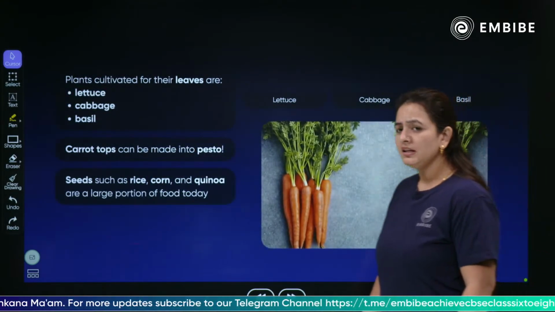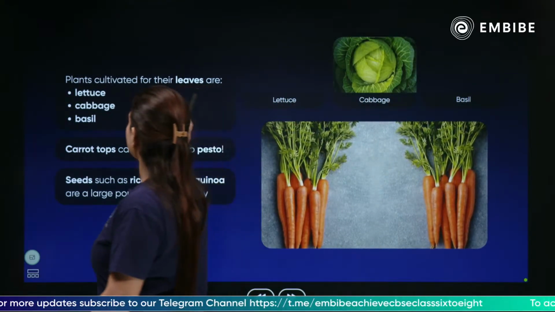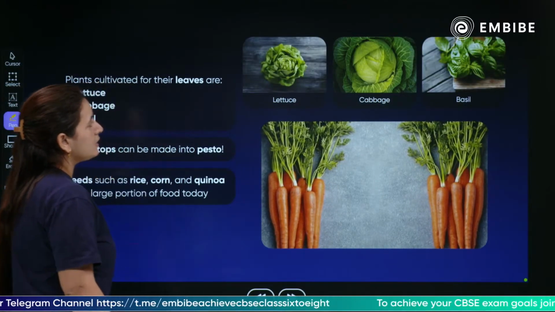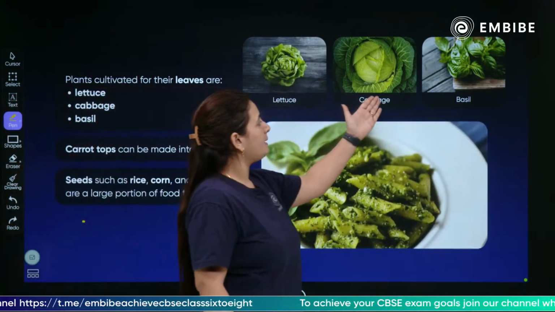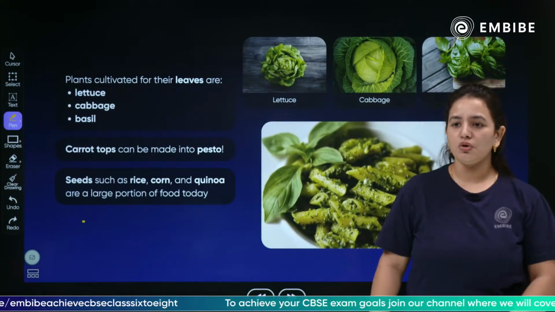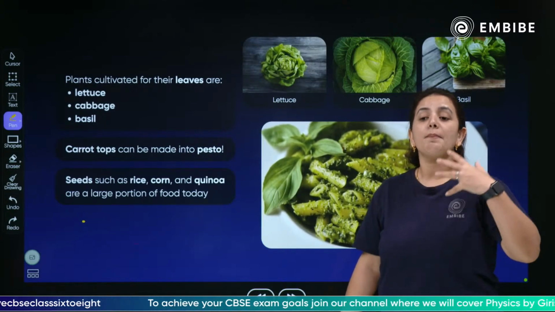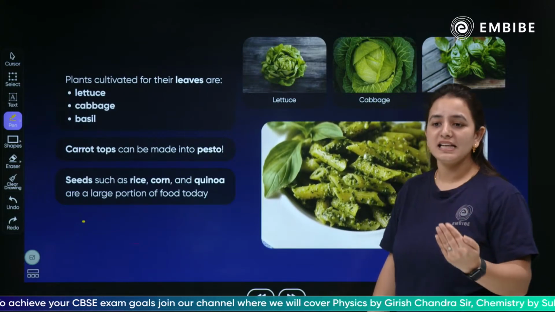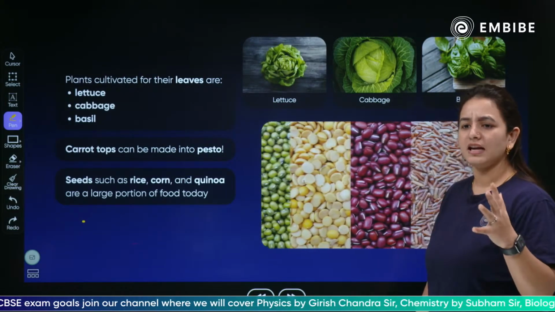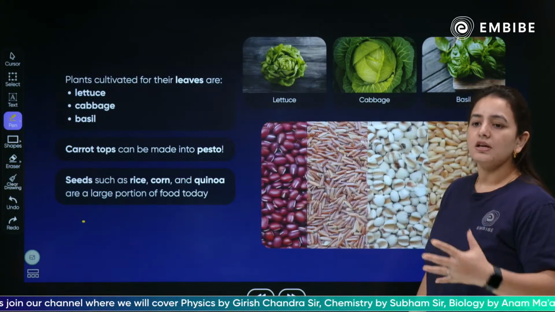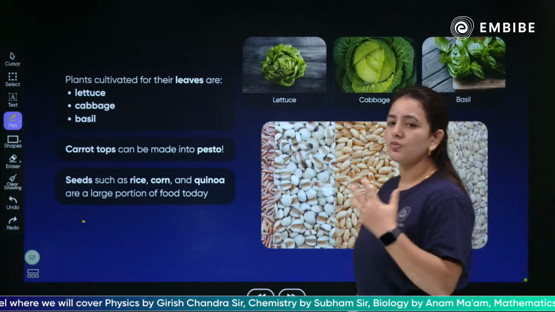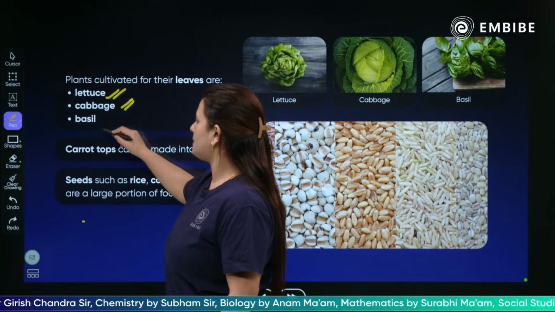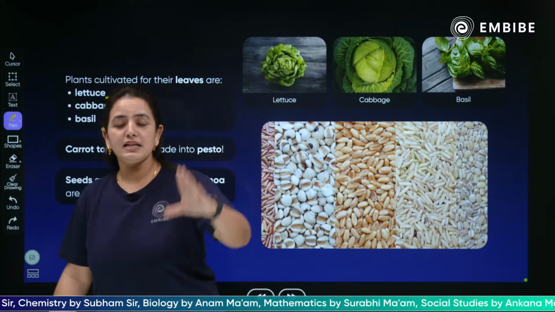Okay, moving forward with the agriculture practices, let's see what we have next. We have a few plants which are cultivated because of their leaves. You obtain lettuce, cabbage, basil leaves, yes or no? These are all parts of the plant which are more edible. The lettuce leaves, the cabbage are all leaves, and of course the basil leaves. Example: lettuce, cabbage, basil.